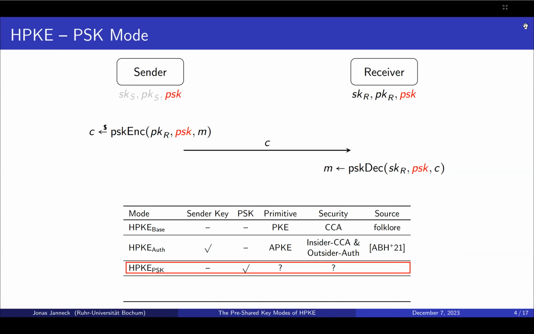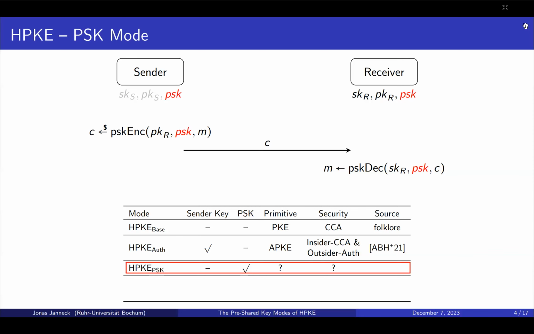So the idea of the RFC is that you have kind of an additional layer of security. So you can rely your security on this pre-shared key or on the public key primitive. And so the encryption is done now with the pre-shared key as well. Encryption with the same one, and authentication and correctness is the same pre-shared. And for this mode, we don't have a sender key anymore, but now a pre-shared key. There was no analysis of this so far.